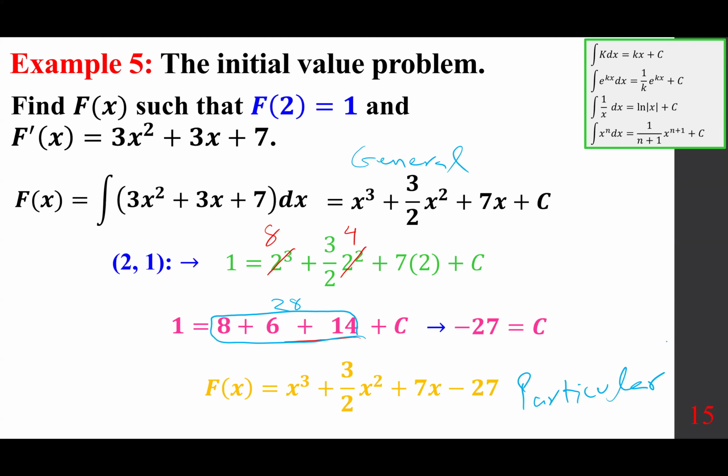So that's the idea behind the initial value problem. Very straightforward, everyone.